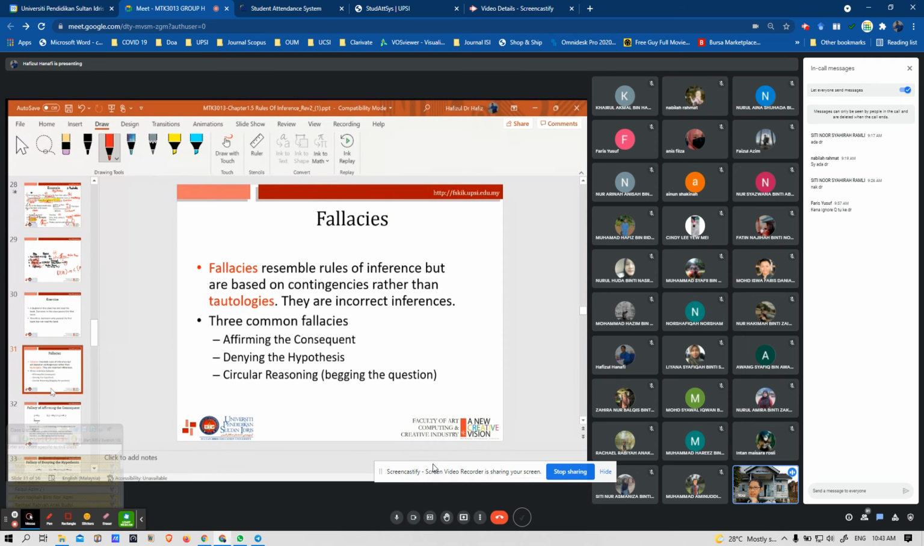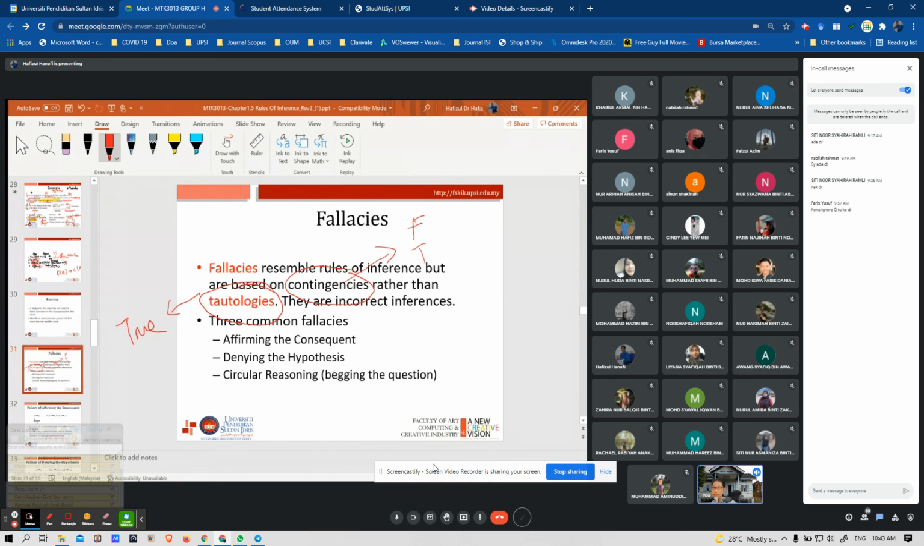Okay, and then we have fallacies. Fallacies resemble the rules of inference, but are based on contingency rather than tautologies. What is a contingency? In a contingency, not all of the values are true; we have false and then we have true values. And a tautology is where all of the truth values are true.